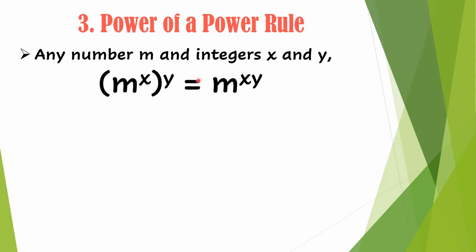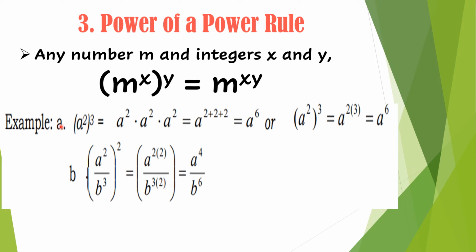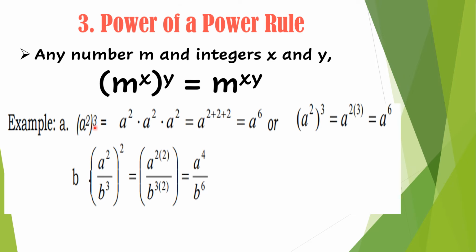So, para masimplify yan, ano daw ang gagawin natin? Xy, meaning you're going to multiply the two exponent. Example, letter A raised to 2 raised to 3. Okay, so, kapag i-expand natin yan, magiging ganito yan. A raised to 2 times A raised to 2 times A raised to 2. So, applying the law of exponent number 1, pag pare-pareho yung base, copy the base, and then ipag-add natin yung exponent. Kaya ang final answer is A raised to 6.